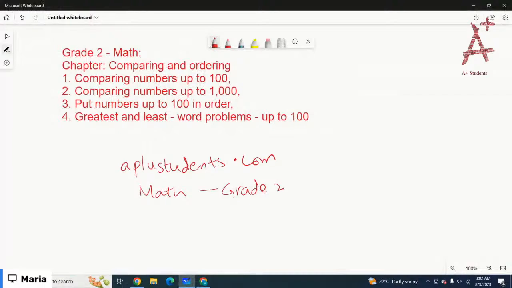The lessons we're going to cover today are comparing numbers up to 100, comparing numbers up to 1000, put numbers up to 100 in order, greatest and least, and word problems up to 100. So let's just start with the first lesson.